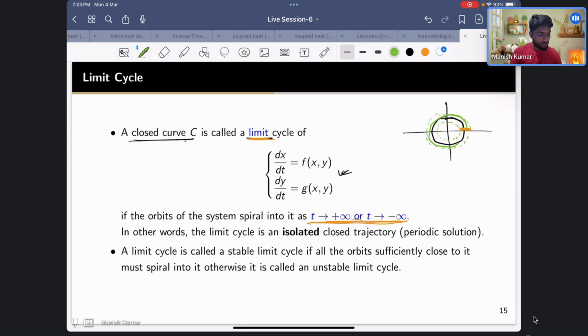Okay, so in a neighborhood there is no closed orbit at all. So that means these two definitions are equivalent. These are two ways of saying the same thing. So this is what the limit cycle means, and this limit cycle will be called stable if you remove this point. That means it will spiral into that as t goes to infinity.